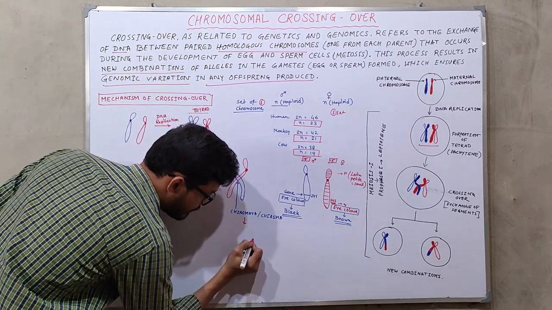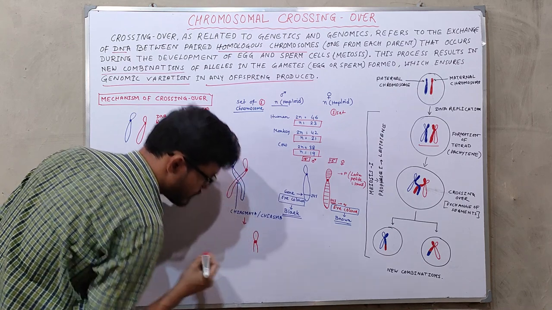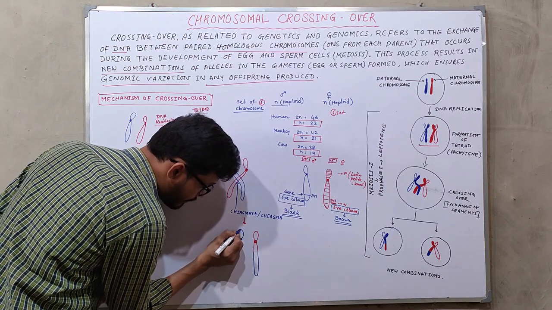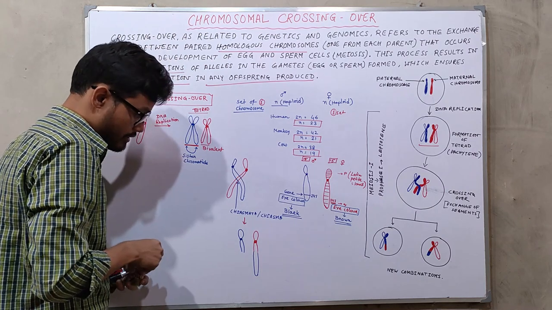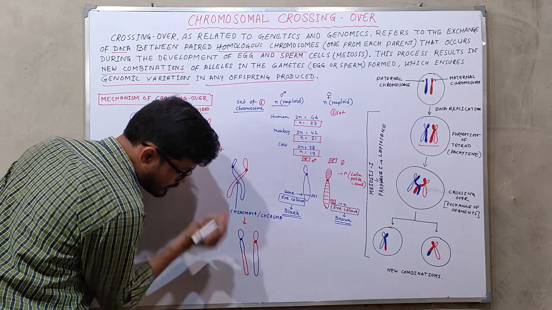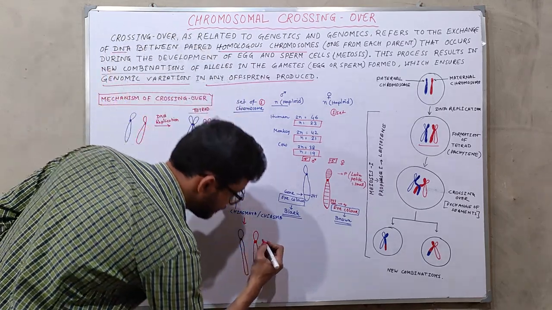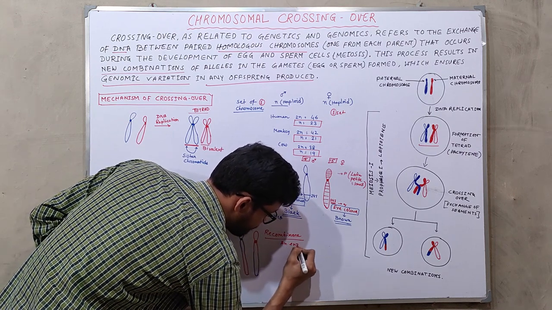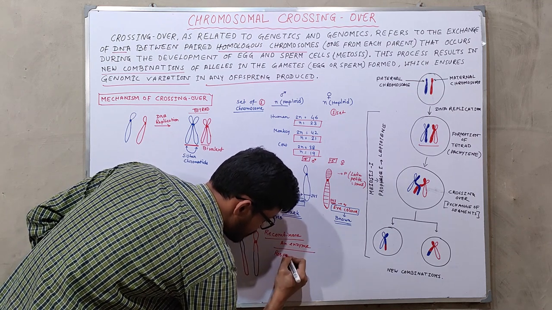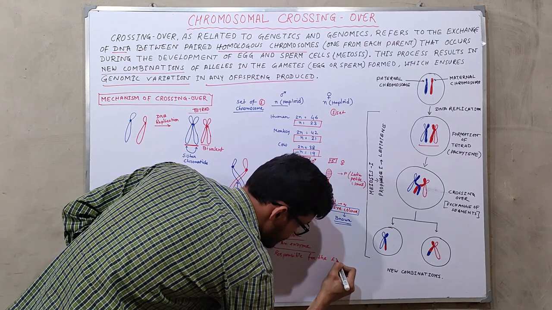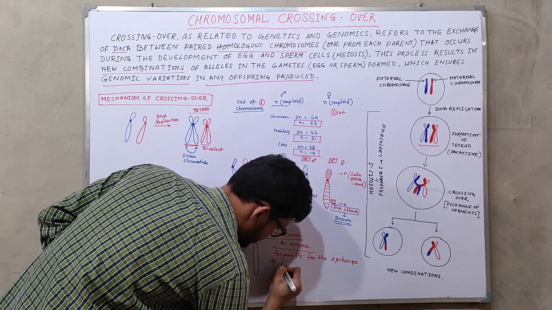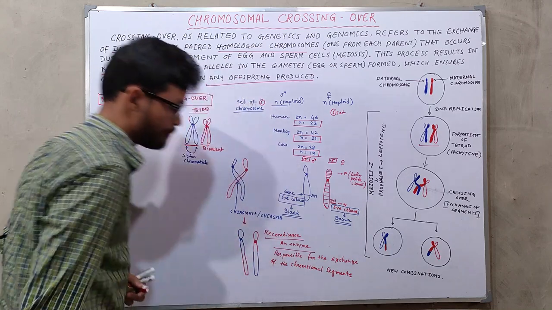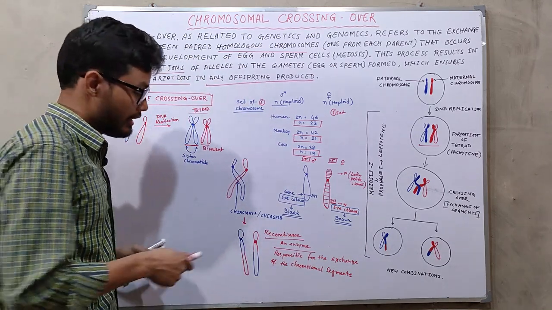Now, after that, this red maternal chromosome received the blue segment, and this blue paternal one receives the red segment. This phenomenon is ultimately done by an enzyme known as recombinase, which is responsible for the exchange of chromosomal segments. So recombinase performs a vital role in the exchange of this particular segment.